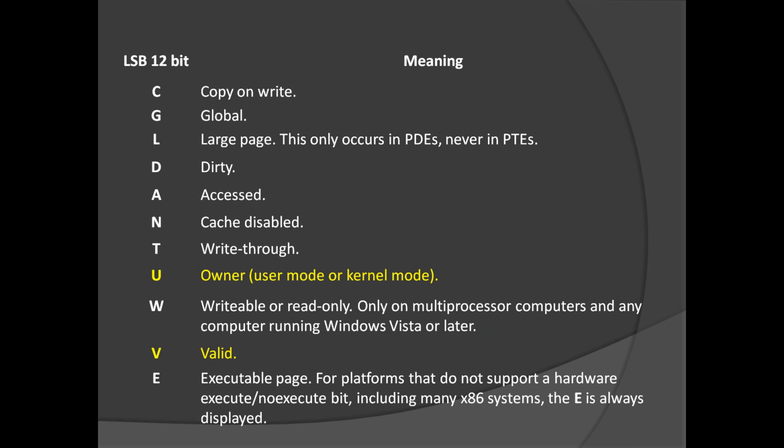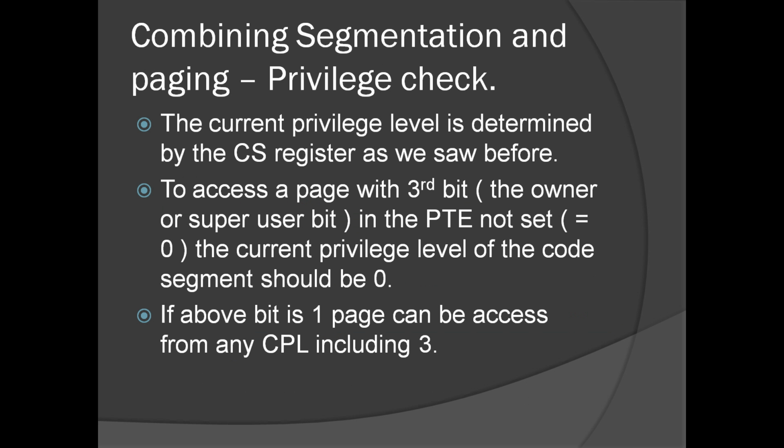So the user/kernel mode bit. These are the list of other bits which we are not going to discuss at this point in time. So this is where our discussion is going to complete on the privilege check. The current privilege level is determined by the CS register, as we have seen before. To access a page with the third bit in the PTE not set, the current privilege level of the code segment should be 0. So this is very important.